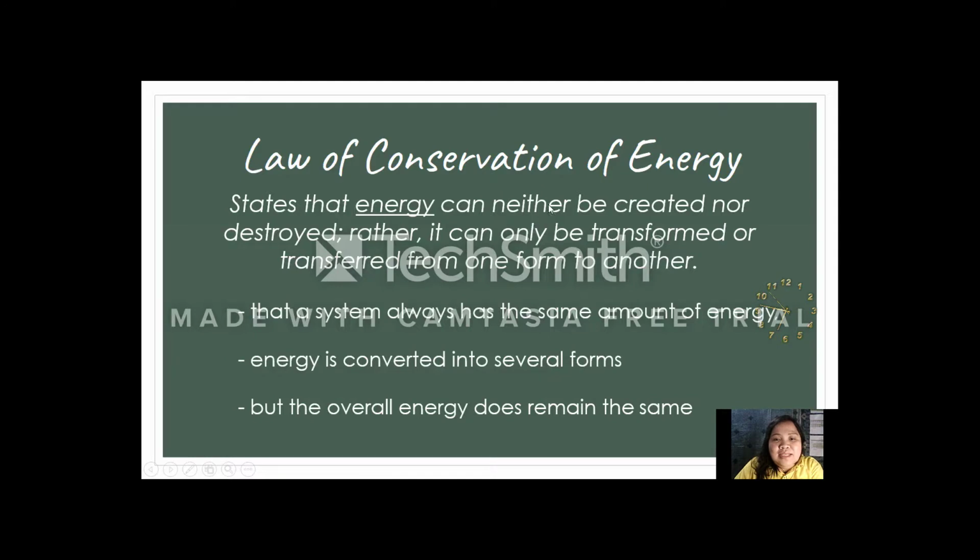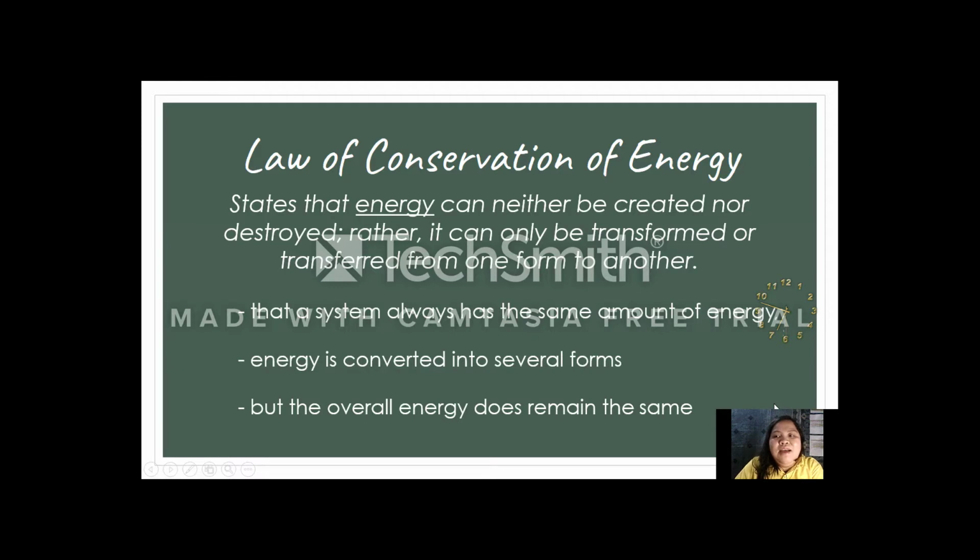So when we say law, it means that it is based on facts. We have evidence and proof of this phenomenon. Okay, so the law of conservation of energy states we cannot create energy. Instead, energy can be transformed into different forms. But I have here that a system will always have the same amount of energy. It can be converted into several forms, but the overall energy of that system will always remain the same.